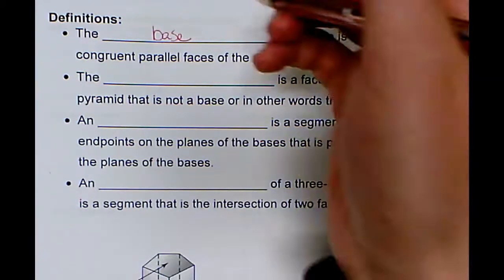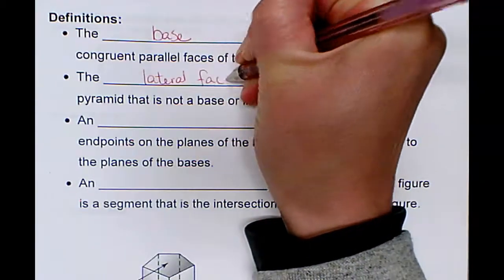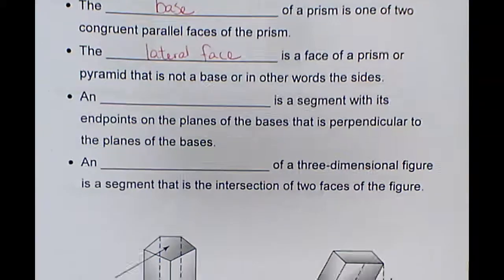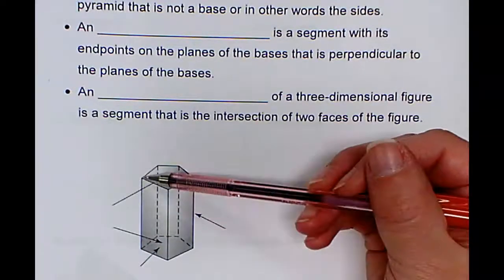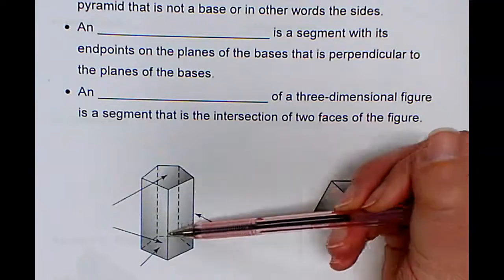The lateral face is a face of a prism or pyramid that's not the base, or in other words, the sides. So if you stood the prism up on its base, then the sides would create the lateral faces. So down here, our lateral faces are these rectangles that you see, and there are 5 of them.